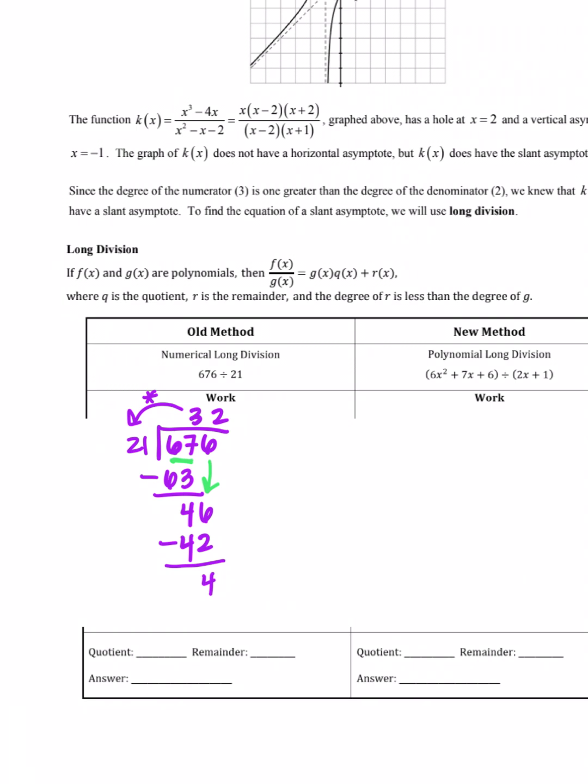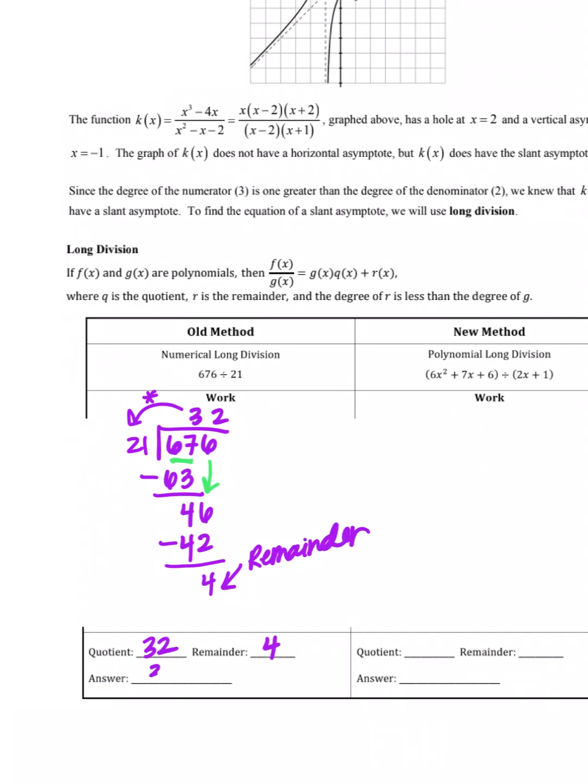You know, this is where if you start learning decimals back in elementary school, like we could say this is 0.0, so now we could bring down the 0 and keep going. But we're just going to stop here for how it connects to our algebra in a minute. So we would say our quotient is 32 and our remainder is 4. So whatever you have left over is always the remainder.